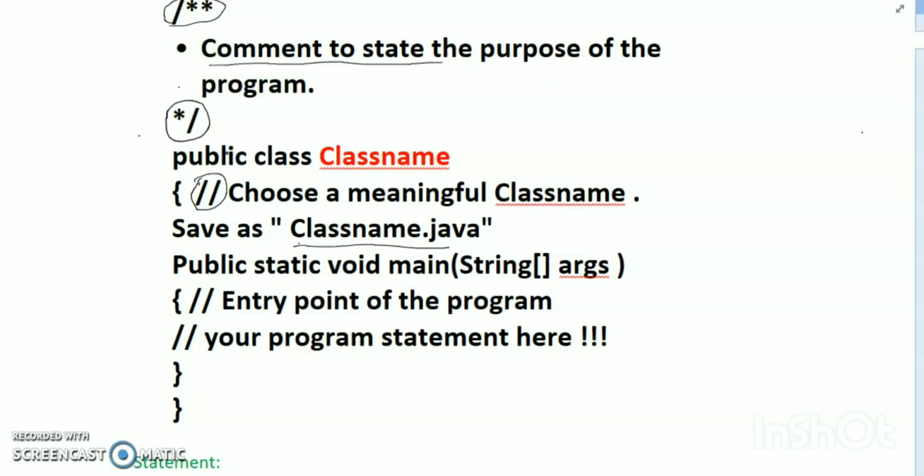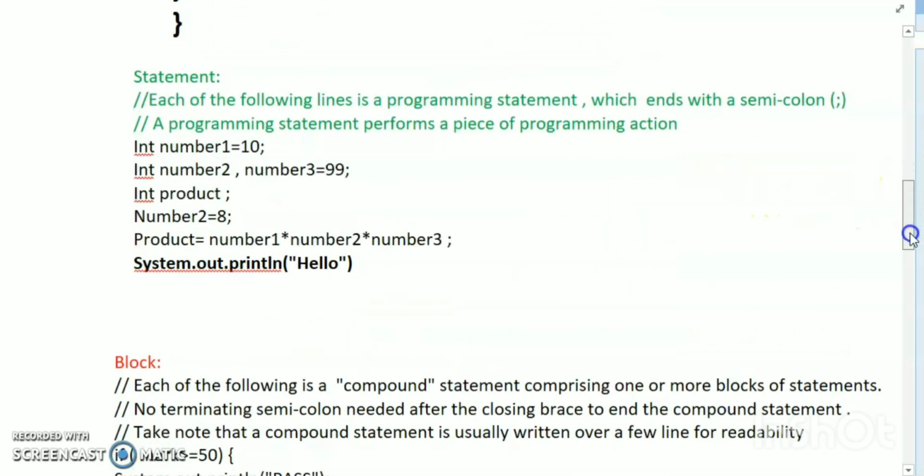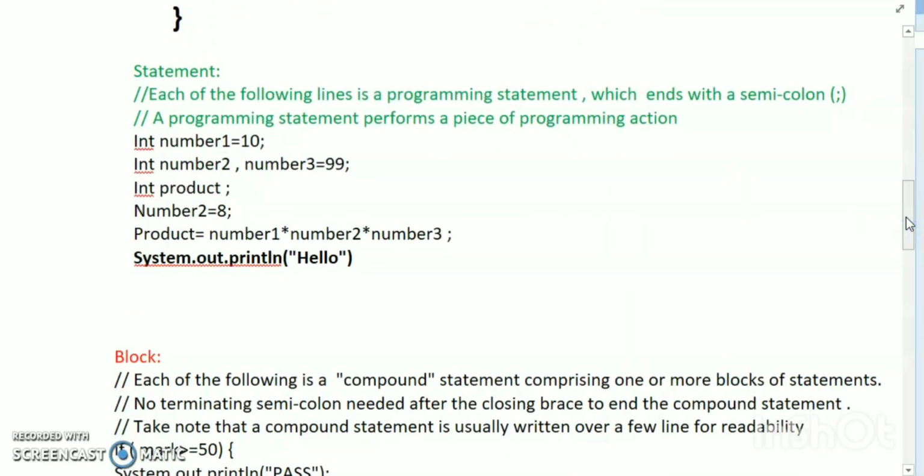Statements and blocks. A programming statement is the smallest independent unit in a program, just like a sentence in the English language. It performs a piece of programming action. A programming statement must be terminated by a semicolon. You see here is the example that it is terminated by a semicolon, just like an English sentence ends with a period.